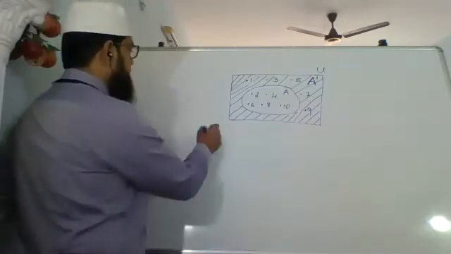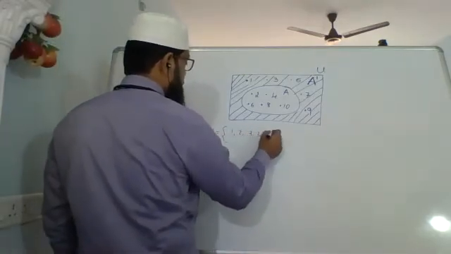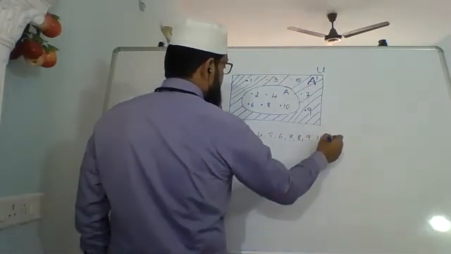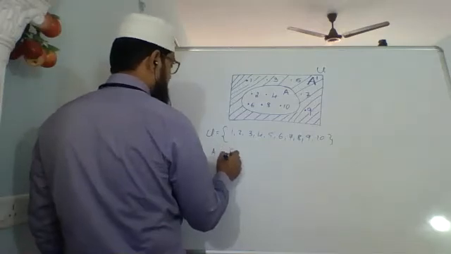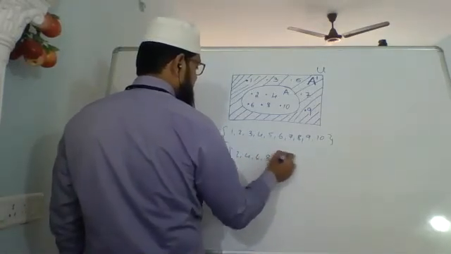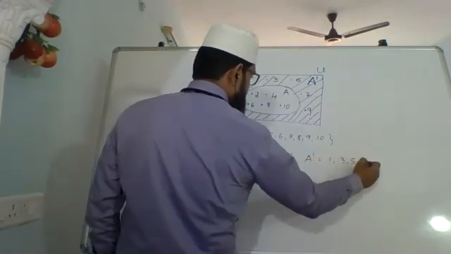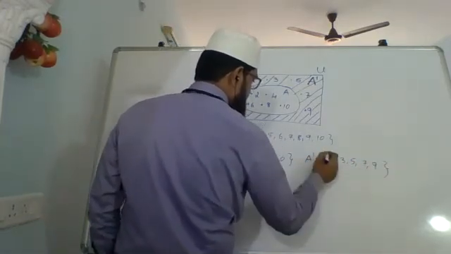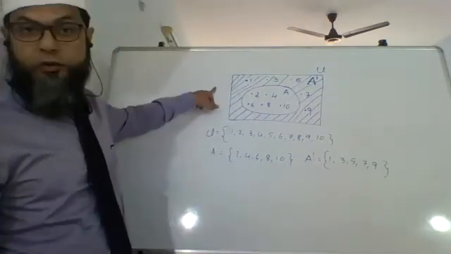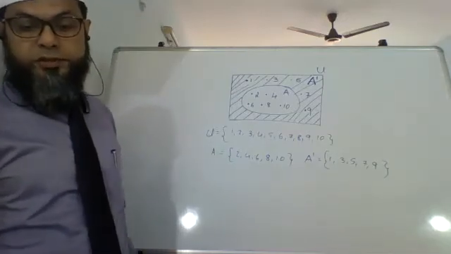For example, the same thing, if U equals to 1, 2, 3, 4, 5, 6, 7, 8, 9 and 10, then what is A? If A is 2, 4, 6, 8, 10, then A dash is nothing but 1, 3, 5, 7, 9. Is this clear? This is how we write it in set notation form. This is how we write it in Venn diagram. Please copy this.